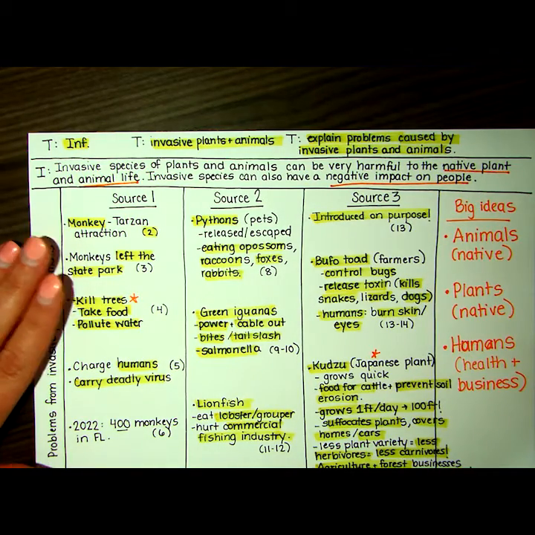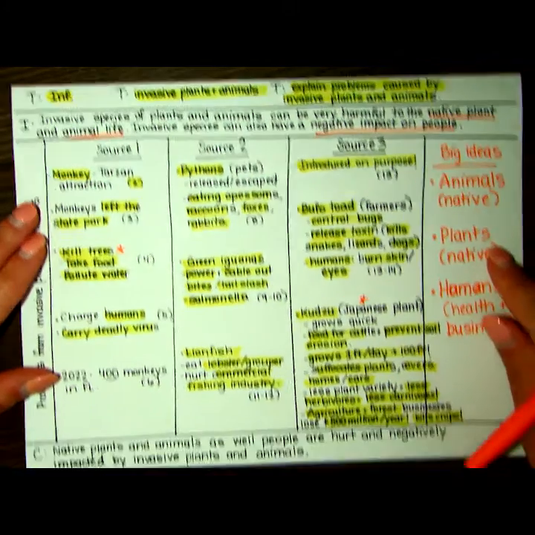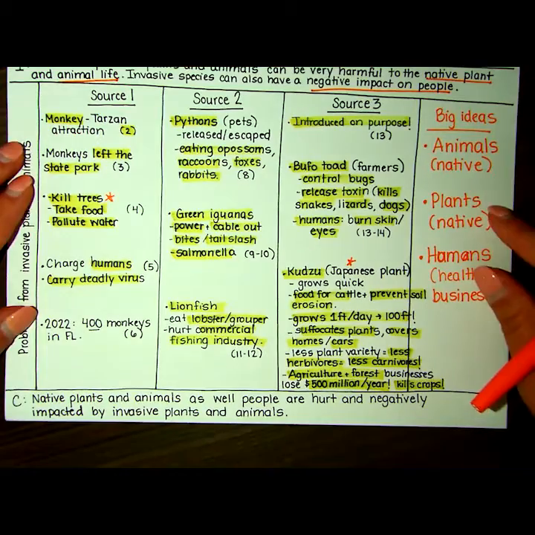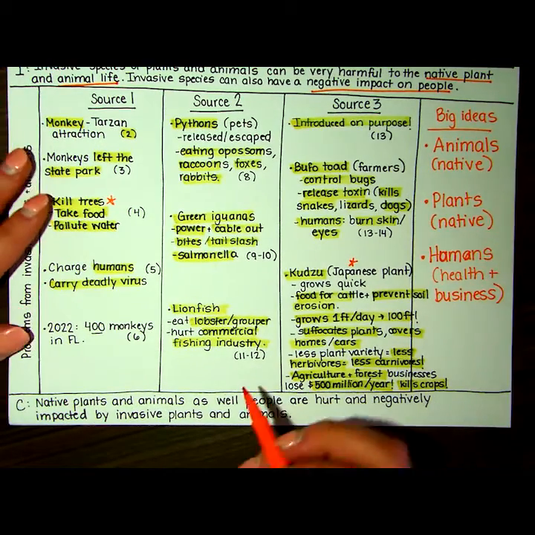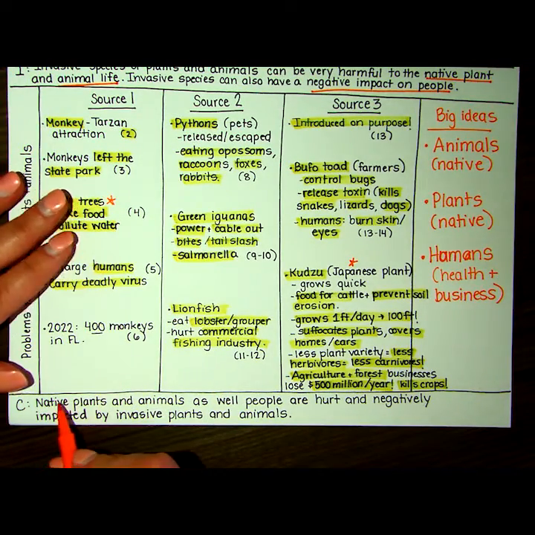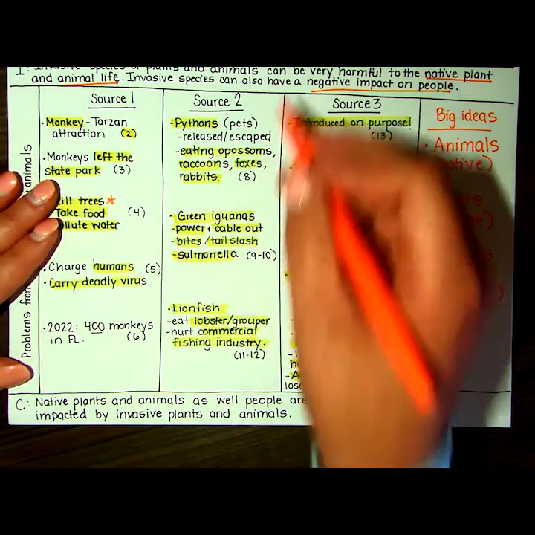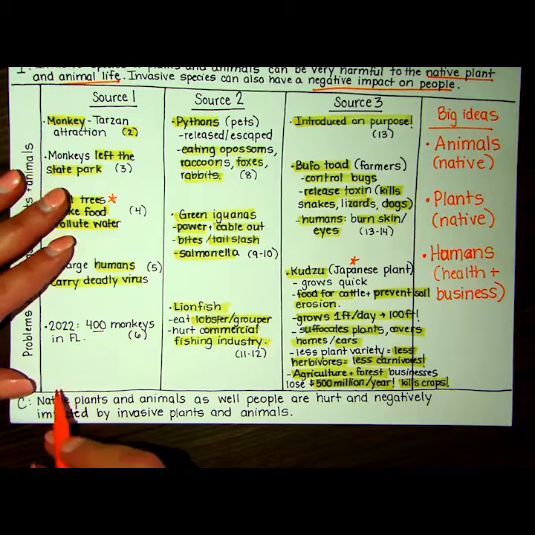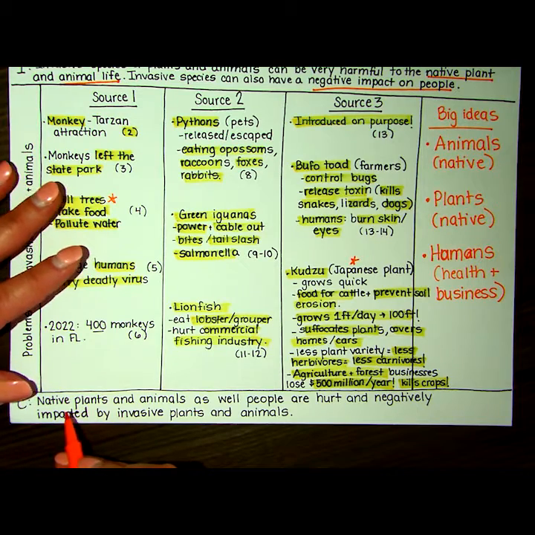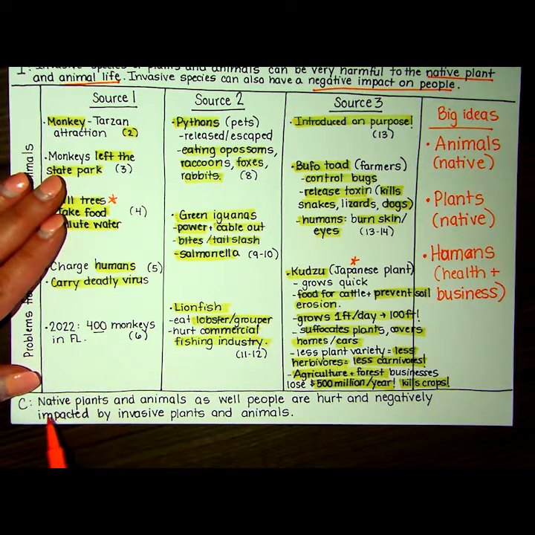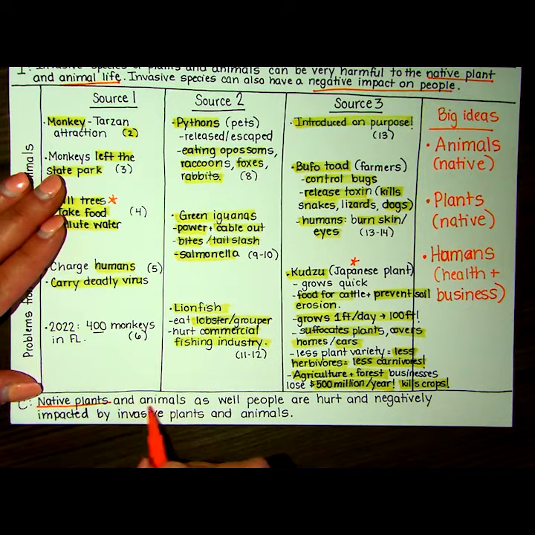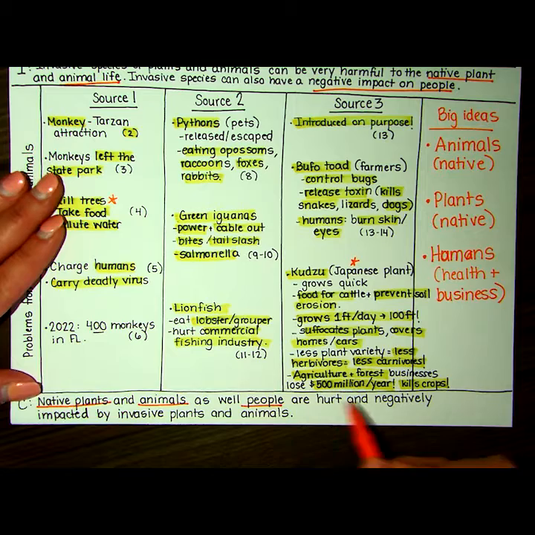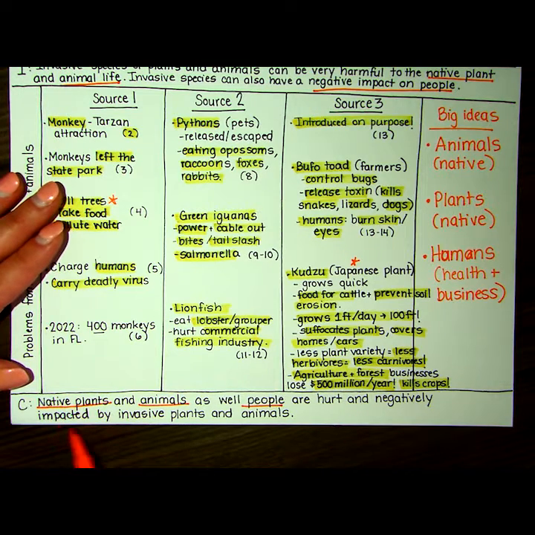My conclusion, I know that Daniel is like awesome at this. Shout out to Daniel. He tends to reword things so it doesn't get too repetitive. So in his conclusion, he does this, and I kind of borrowed this from him. I'm just going to rewrite it so it doesn't sound the exact same as my intro. Native plants and animals, as well as people. So now I'm including my big ideas right here at the beginning. As well as people are hurt and negatively impacted by invasive plants and animals.